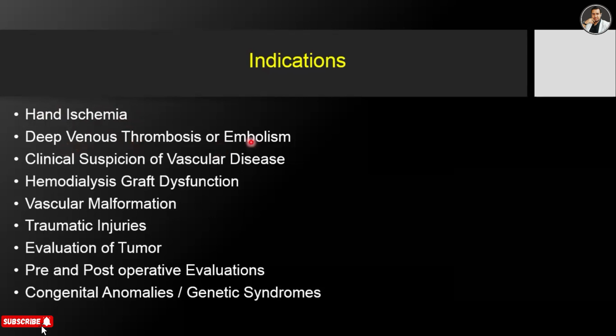Deep venous thrombosis or embolism. If the vein of the hand is blocked, then deep venous thrombosis, clinical suspicion of vascular disease, hemodialysis graft dysfunction. If hemodialysis or any other disease is in the hand, then a graft is applied to the hand. The graft is placed but does not work properly, then vascular malformation, traumatic injury, evaluation of tumor, pre- and postoperative evaluation, and congenital anomalies and genetic syndromes. This is why the upper limb angiogram is done.